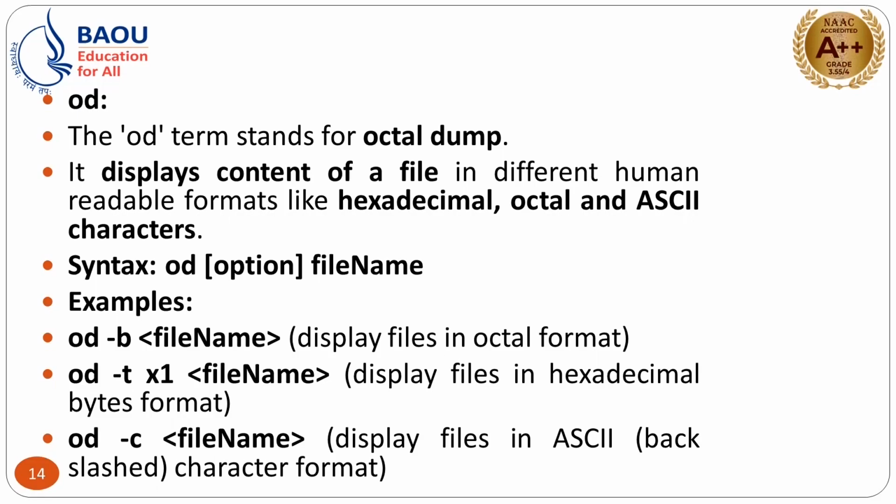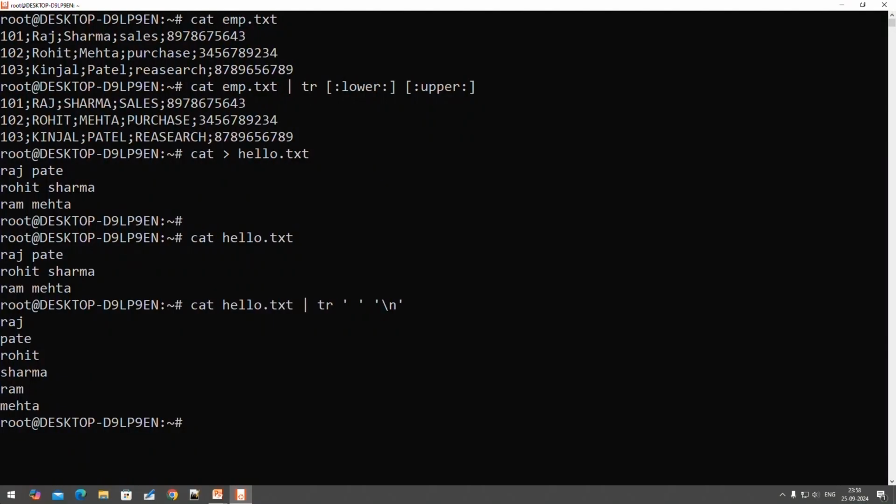If you want to convert your content into hexadecimal, in that case you use the t option with x1. Then, if you want to convert your data into ASCII format, you use the od command with the c option. We can see this practically one by one.